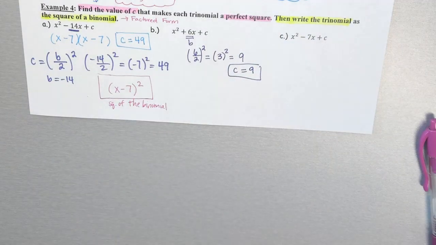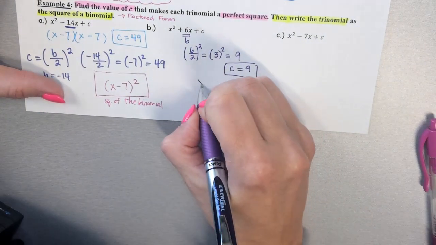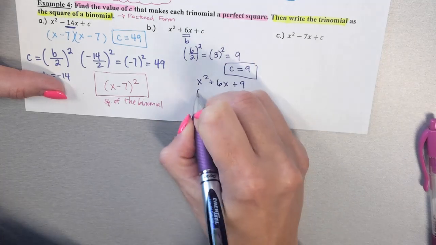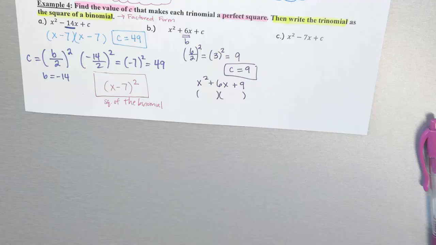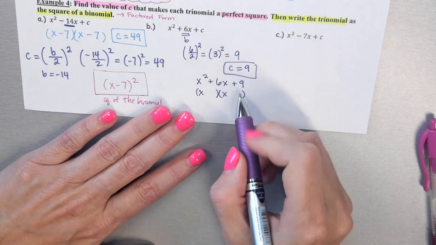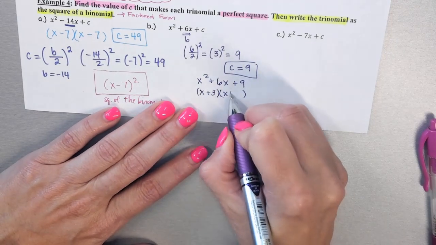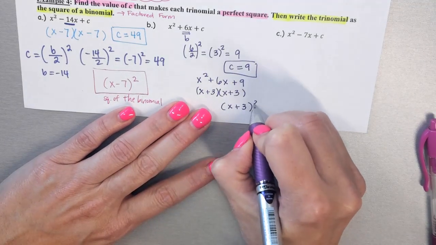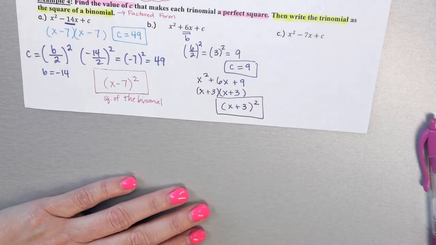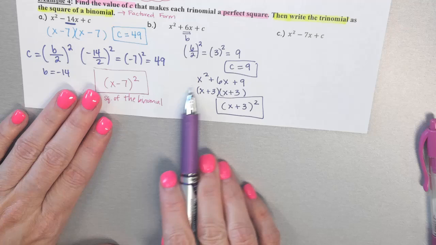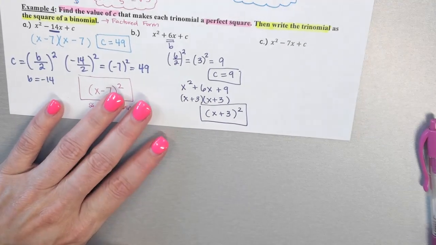Okay, then to write the trinomial as the square of a binomial, what you're doing is factoring this. So if you have x squared plus 6x plus 9, if you factor that, you can start with x and x, what multiplies to 9 but adds to 6, 3 and 3. So we just have to write it as x plus 3 squared. Okay, so half of your b, you square it. Once you have your c value, you can factor it like we have been doing.